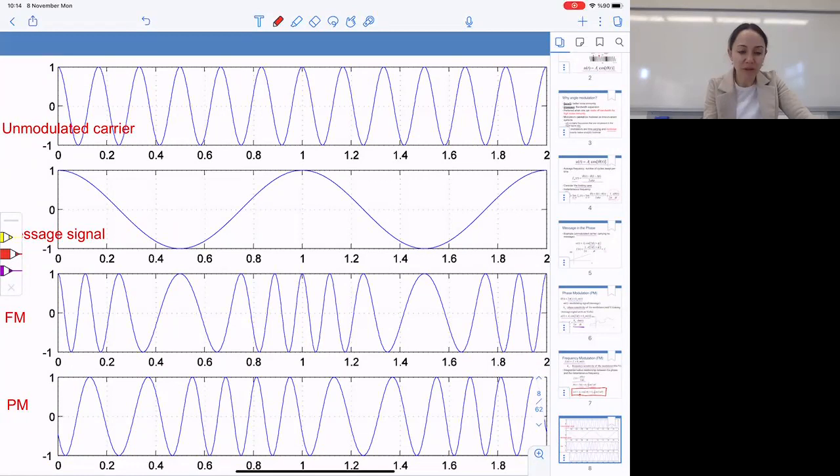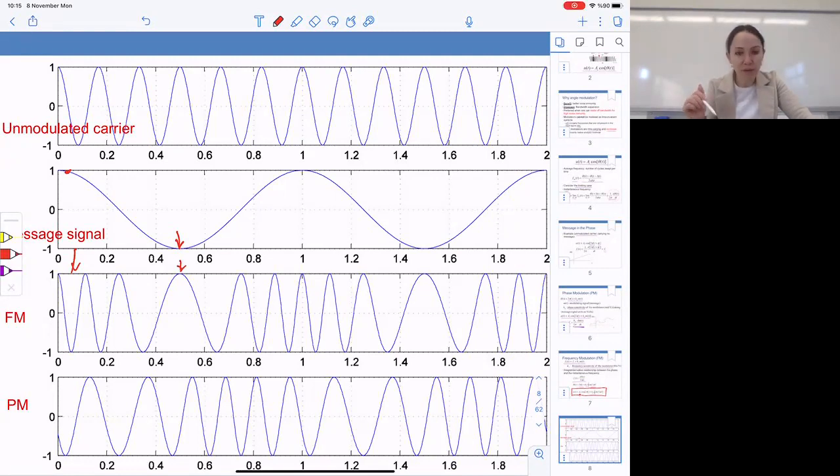So now, here are some visual examples. This is an unmodulated carrier. This is a message signal. FM would be, you can just look at the instantaneous frequency, and the instantaneous frequency will change exactly like the message itself. When the message has high amplitude, the frequency is high. When the message goes down to its lowest possible value, the frequency goes down to its lowest possible value. This is pretty clear in time domain.